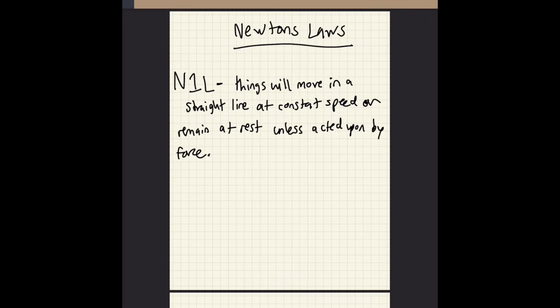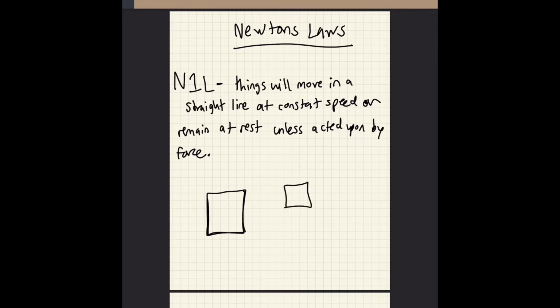Well, Newton's first law states that things will move in a straight line at constant speed, or it will remain at rest, which means stationary, unless acted upon by a force. Okay, let's see what that means. So, if I don't put a force on something, it will stay still. It will be stationary, right? If I don't put a force, it will just remain there. And so, that means it is at rest. That's what at rest means.